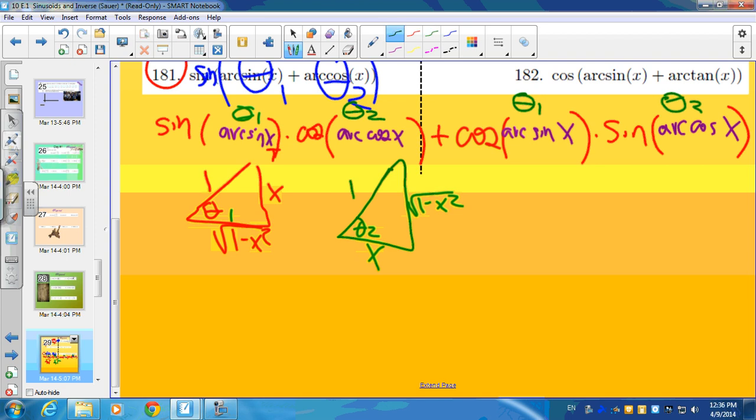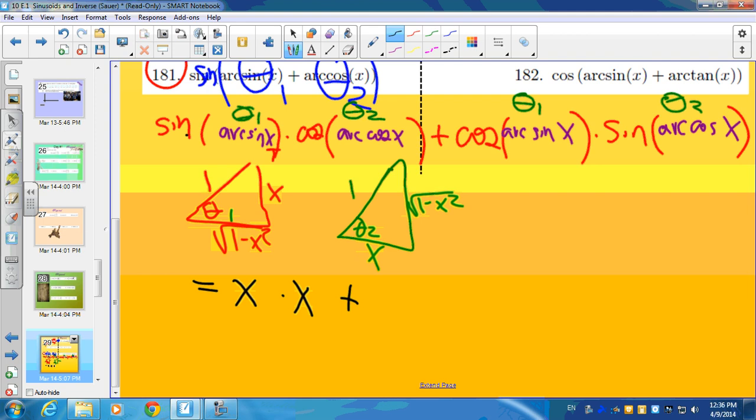So the sine of this triangle is going to be x over 1. Wait a minute, that's just x. Well, that's sine of the arc sine is just x, right? The cosine of the arc cosine is just going to be what? X. Now we got a little tricky. Cosine of the arc sine.